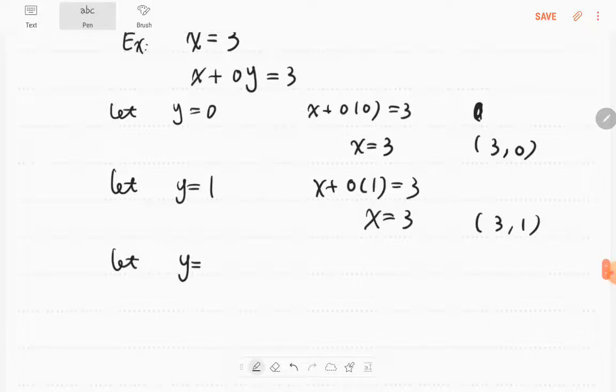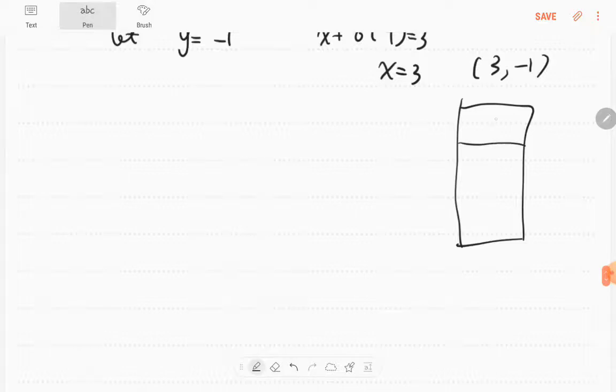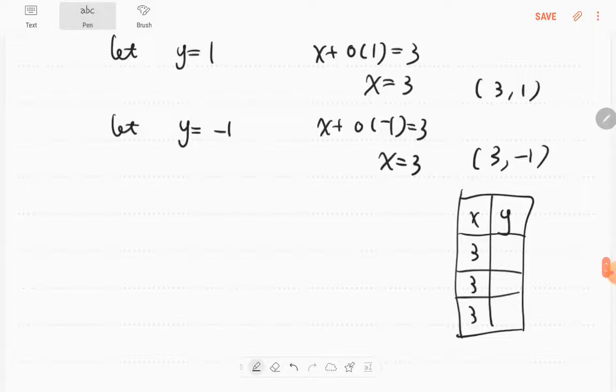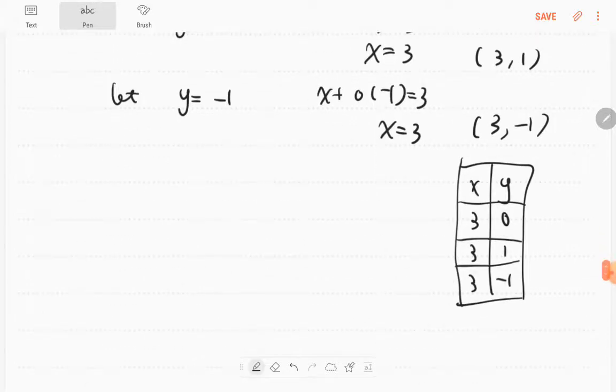So this time we set y equal to negative 1. So x plus 0 times negative 1. No matter what value y has, x always gets the same value. So 3, negative 1. Of course, we list the values in this table. We realize x can only be one value, 3, and y can be any value. It can be 1, can be negative 1, can be 0, but x is still 3.